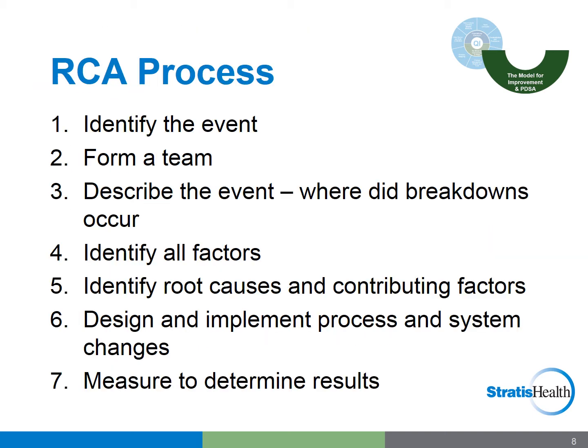The root cause analysis process uses a similar approach and relies on some of the same tools as you've been learning about in this QI Basics course. The 7 steps of the RCA process are: 1. Identify the event. 2. Form a team. 3. Describe the event. Where did breakdowns occur? 4. Identify all factors. 5. Identify root causes and contributing factors. 6. Create change by designing and implementing process and system changes. 7. Measure to determine results.